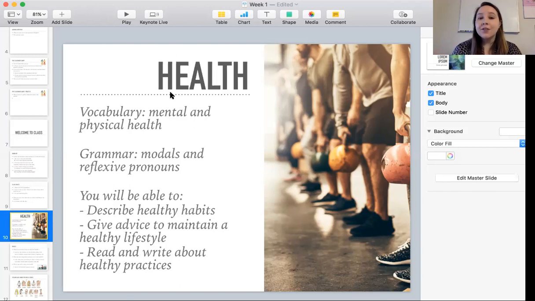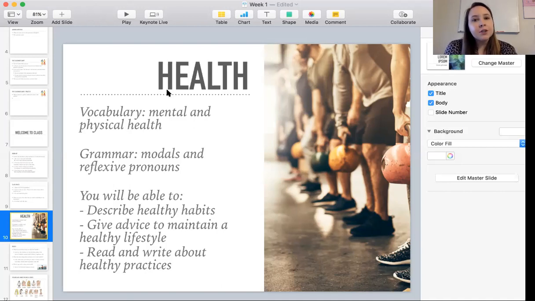So let's take a look at this word itself. Pronunciation-wise, health is a hard word. So just listen for a second. Health, health. There are two parts of this word that are difficult. The first part is the H.